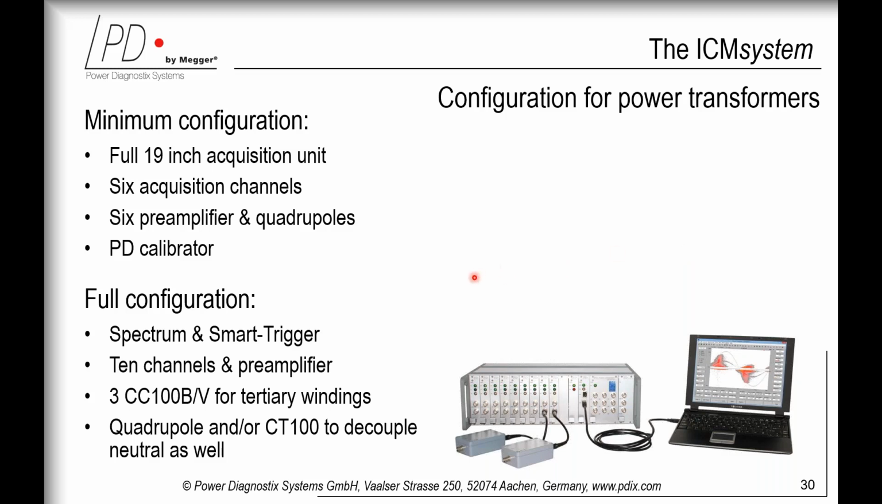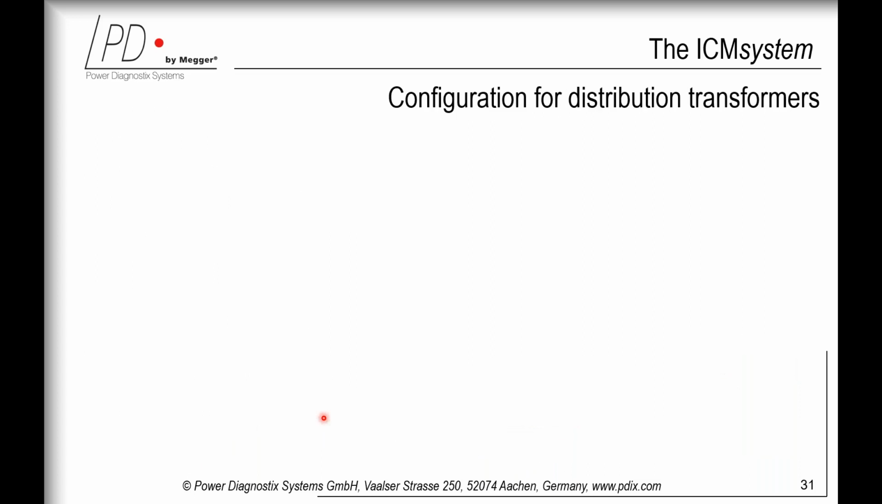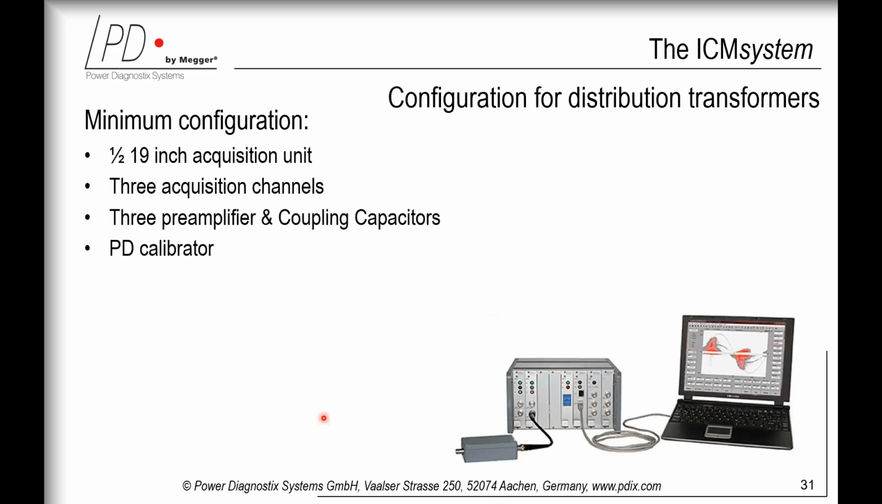Furthermore, this configuration considers measuring the tertiary using coupling capacitors as well as a possibly available neutral. The minimum configuration for distribution transformers requires only a measurement on 3 measurement channels, so the half 19-inch rack is sufficient together with the equipment needed to measure 3 channels in parallel.